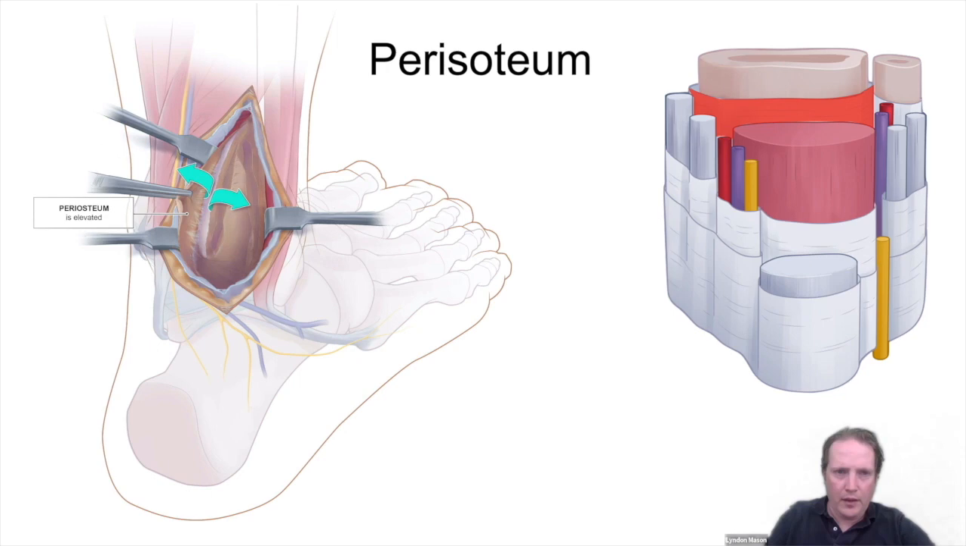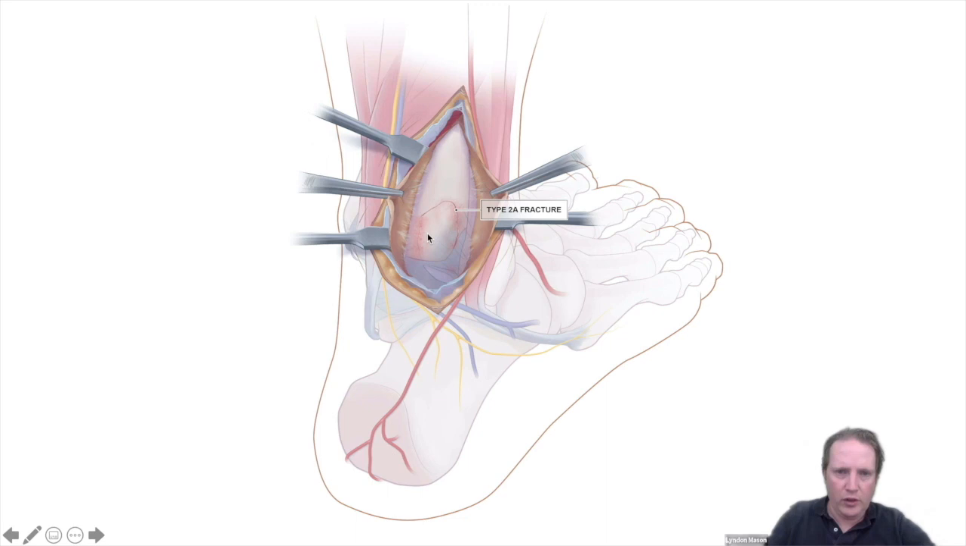It's important to leave on your deep bands of your posterior inferior tibiofibular ligament. So you take the periosteum off from this direction, fold it back, leaving the ligament in place.